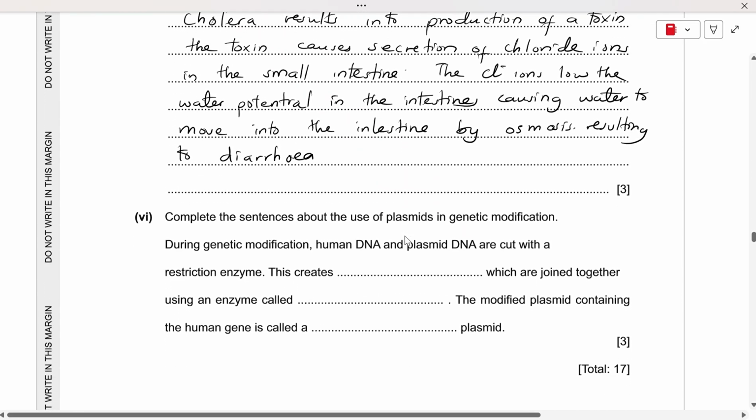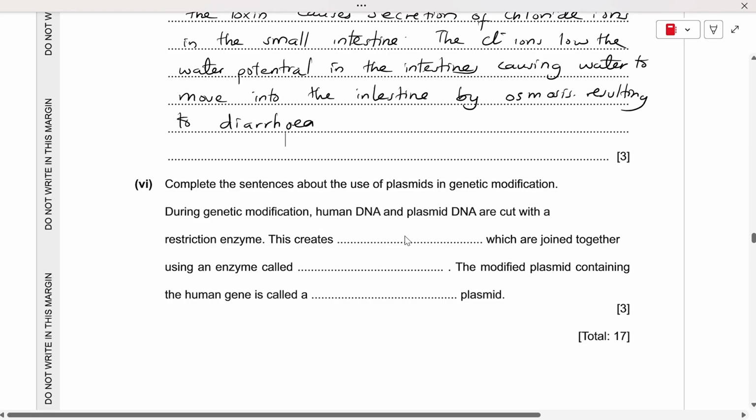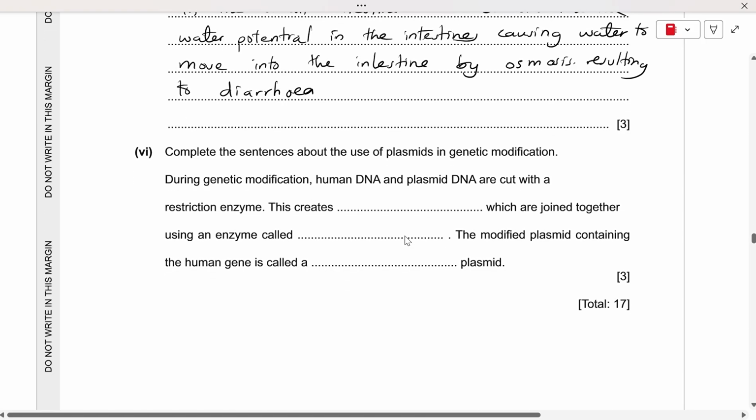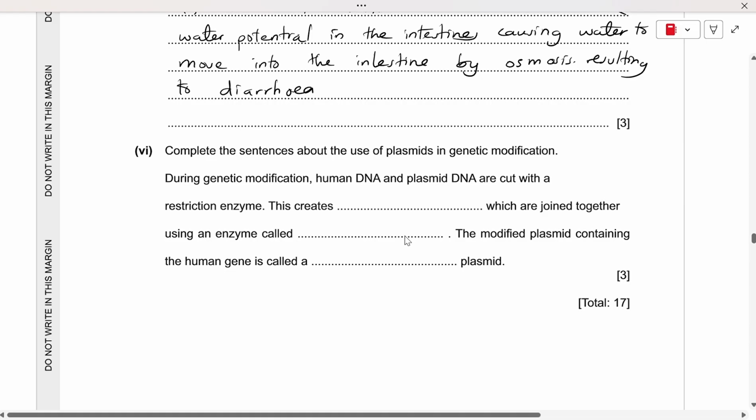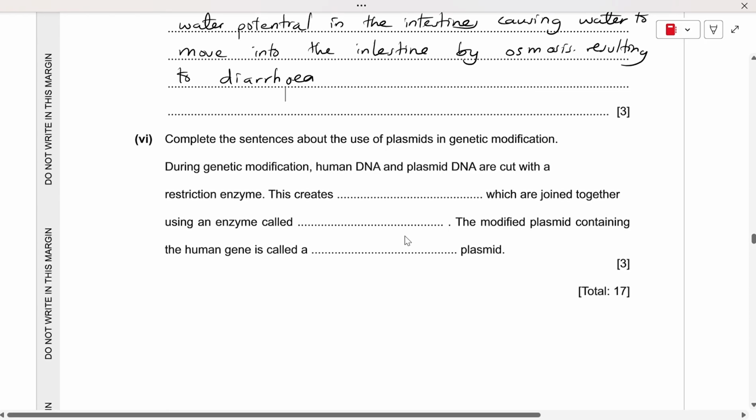Complete the sentences about the use of plasmids in genetic engineering. During genetic modification, human DNA and plasmid are cut with restriction enzymes. This creates dash, which are joined together using an enzyme called dash. The modified plasmid containing the human gene is also referred to as dash plasmid. So during genetic modification, human DNA and plasmid DNA are usually cut by restriction enzyme. Once they are cut, they form DNA which has sticky ends.